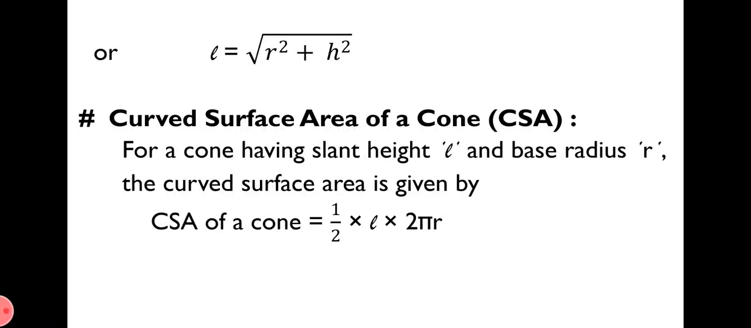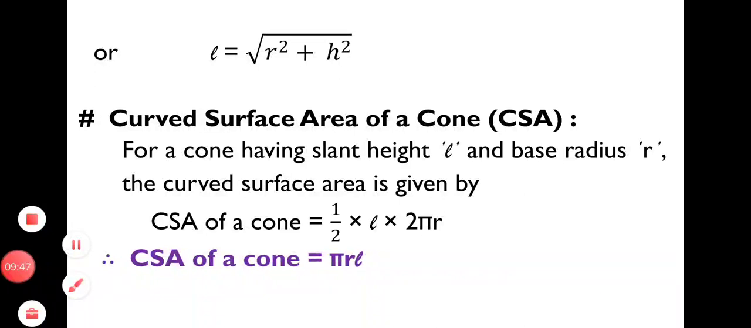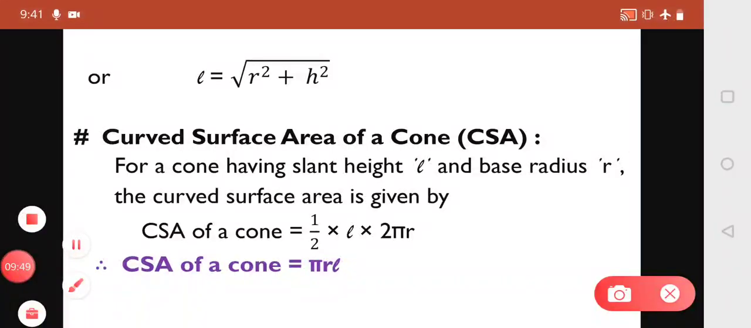and here the height is taken as slant height only, because while rotating the slant height changes every time. So we have to take here the slant height as the height. So we write equal to half into L into 2 pi R. Solving further we will get, therefore CSA, that is curved surface area of a cone, equal to pi R L square units. Here this 2 will cut, so pi R L will be remaining.